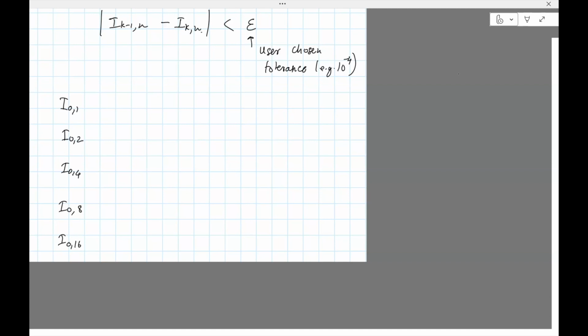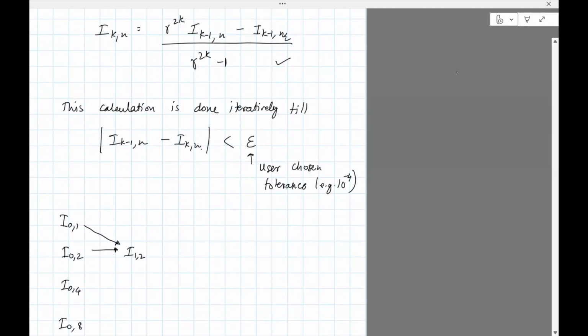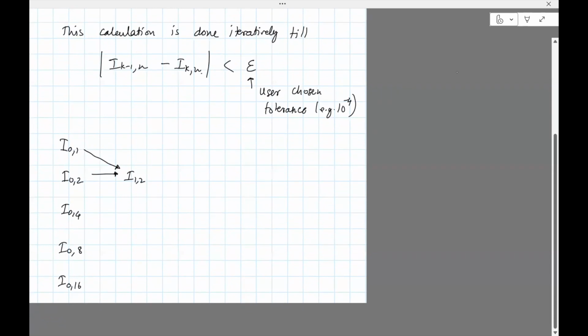Okay, next you use Richardson extrapolation. So Richardson extrapolation will give you I1,2. For that, you'll use these two values, using this formula I wrote down earlier. You have to use this formula. It'll give you I1,2. You'll get accuracy of delta x raised to 4 for the trapezoidal rule, and of course higher for the Simpson.